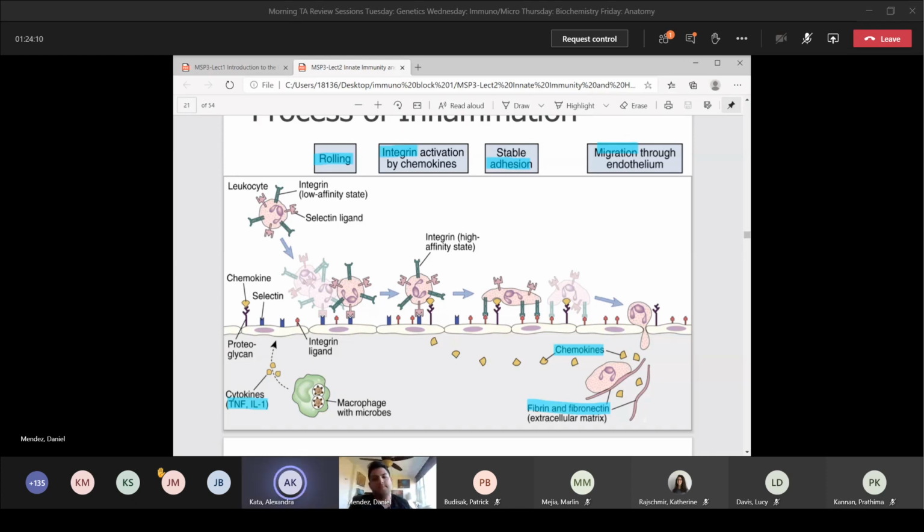So does the macrophage release, like at the very beginning there, cytokines and chemokines, or is it different?